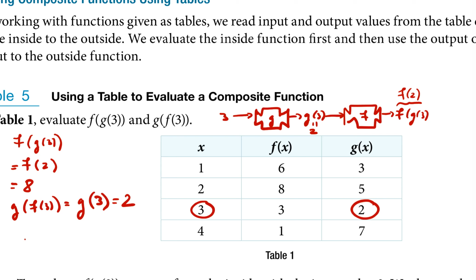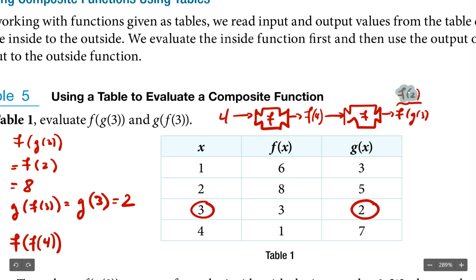Maybe let's try another one. They don't ask us to do it, but I'm going to ask you to do it. Try to calculate f of f of 4. So it's possible to compose f with itself. So here we'd be sending 4 into f. What comes out of it is f of 4. And then we send the value of f of 4 into f again. And then what comes out is f of f of 4. So pause the video and do it.